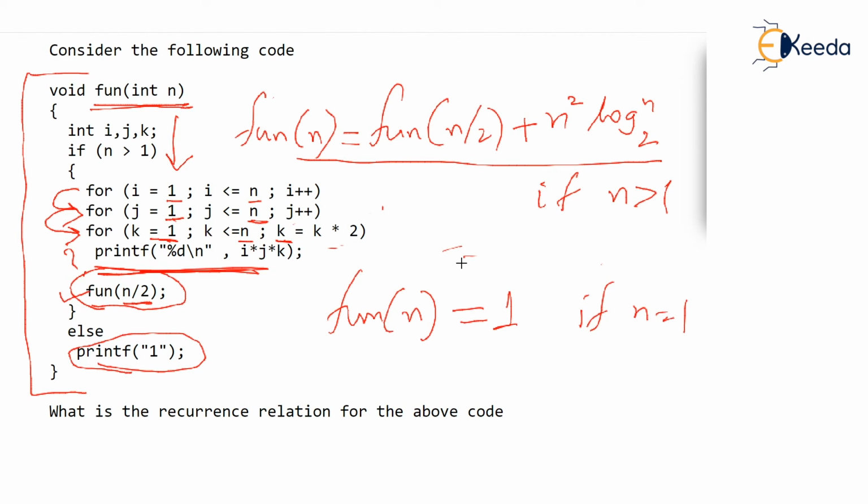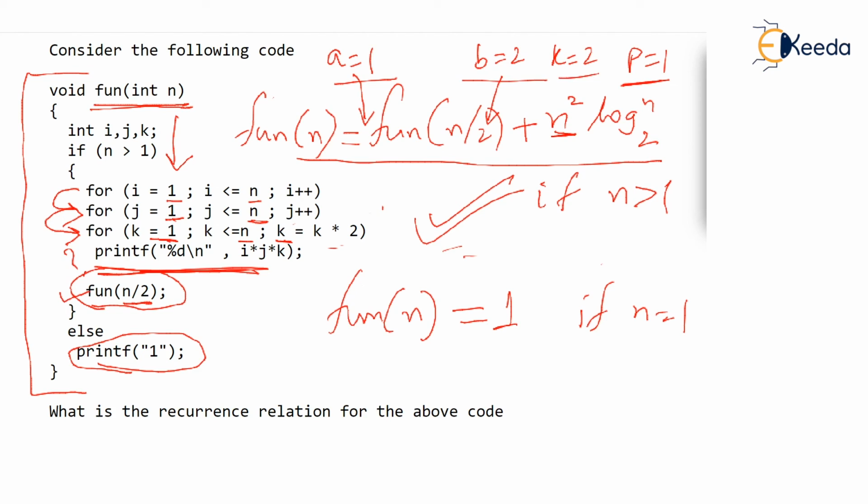Once you get this recurrence relation, it is so easy to solve this by Master's theorem. You note that according to Master's theorem, here a is 1, b is 2, k is 2 because this is n raised to k, n square, and p is 1 because this is log of n to the base 2 raised to 1, because log raised to p it was and p is 1. You can just substitute the values and find out in which case we fall in as far as Master's theorem is concerned, and find out the time complexity.